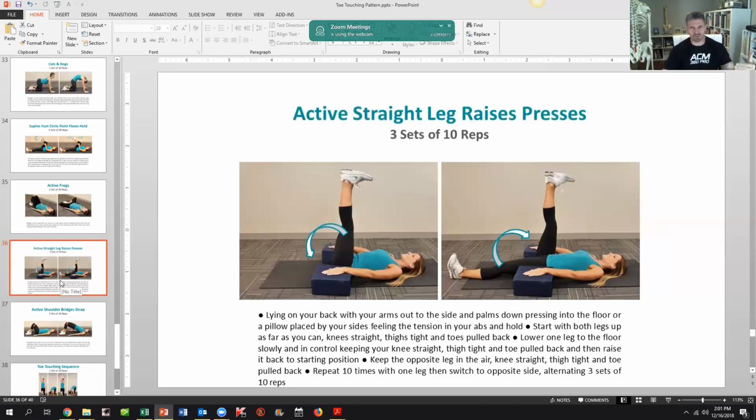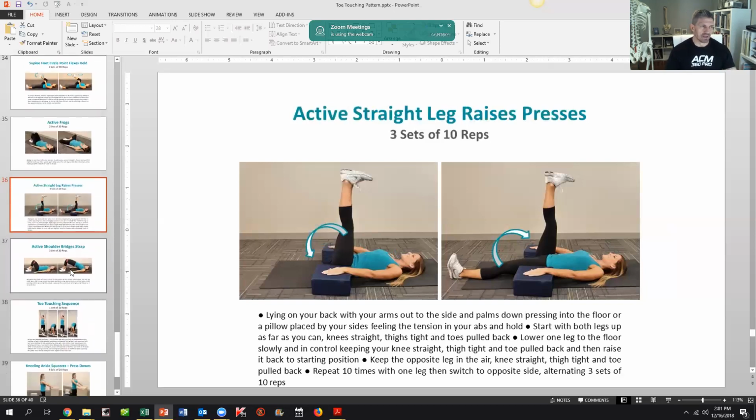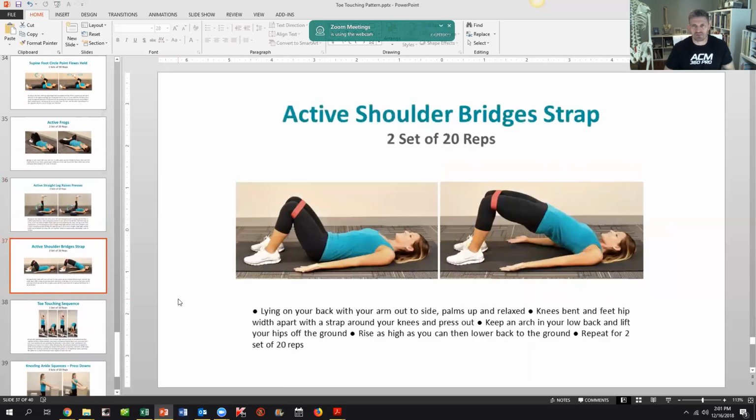That's why I use it to go after the antagonist, which is hip flexors, to start priming those guys to take over for the tight hamstring muscles, right? That's the antagonistic group. And then I'll go after some glute function.